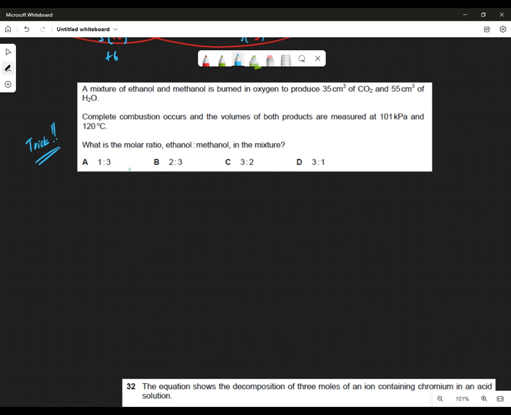Involves a mathematical trick. Okay, so we've got ethanol, which is C2H5OH. It's going to react with oxygen, and it's going to give me 2 carbon dioxides plus 3 waters. And methanol is CH3OH. It's going to react with oxygen, I don't know how many oxygens, but it's going to give me 1 carbon dioxide and 2 waters. Okay, that's what we know about the combustion. Couldn't care less about the oxygen; I'm just looking for these coefficients, and how many of these we've got.